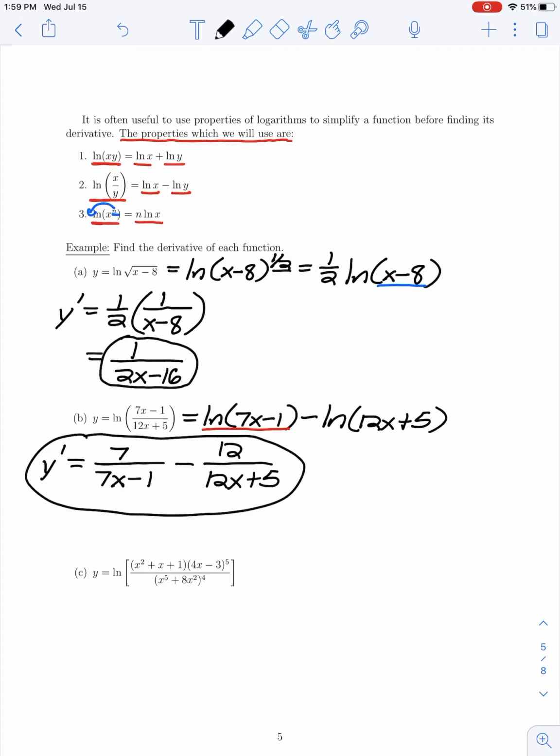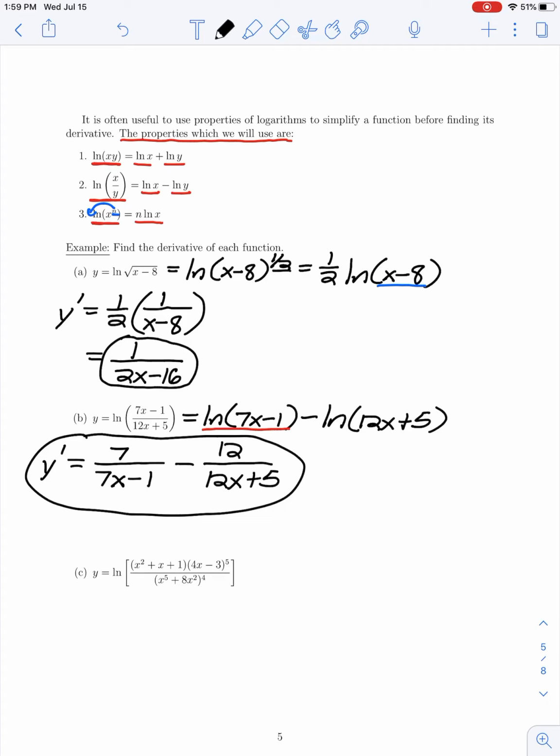In part C, we have y is the natural log of a quotient of products of polynomials, some of which are being raised to powers. Now to evaluate that derivative directly without using properties of logarithms, we'd have to use the chain rule, the quotient rule, and the product rule. And then within those steps, we'd have to use the chain rule to differentiate some of these individual factors. So this becomes extremely tedious to do directly.